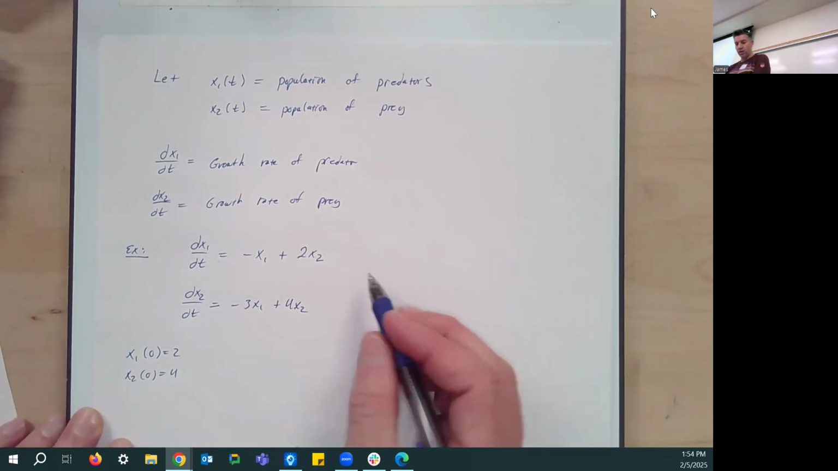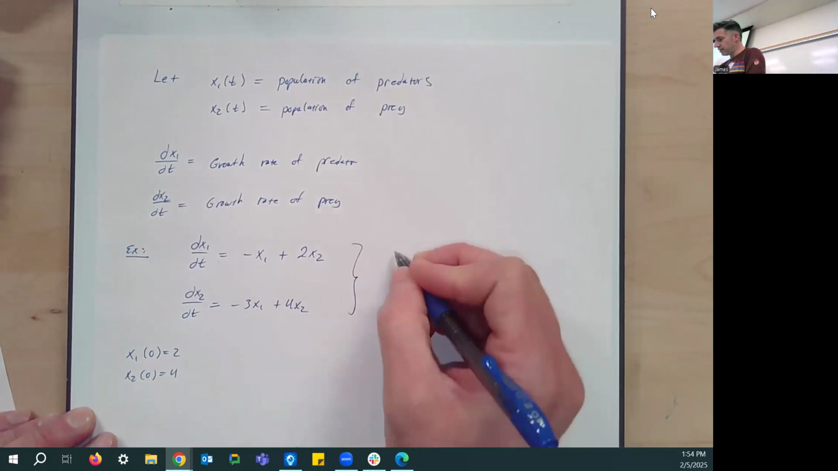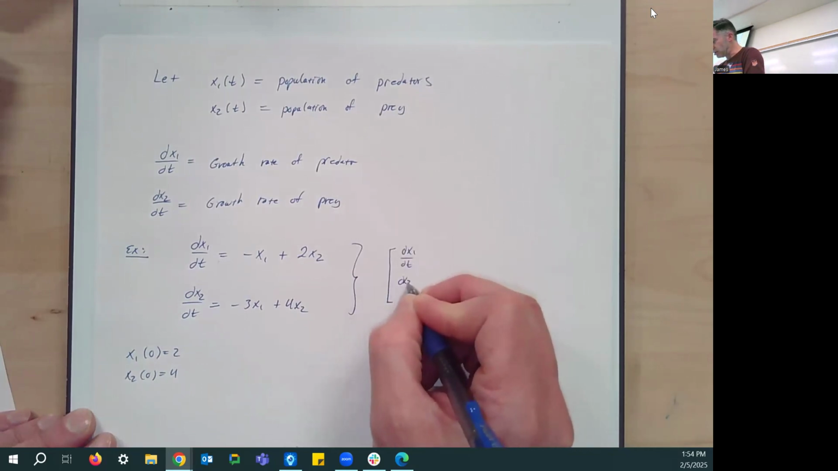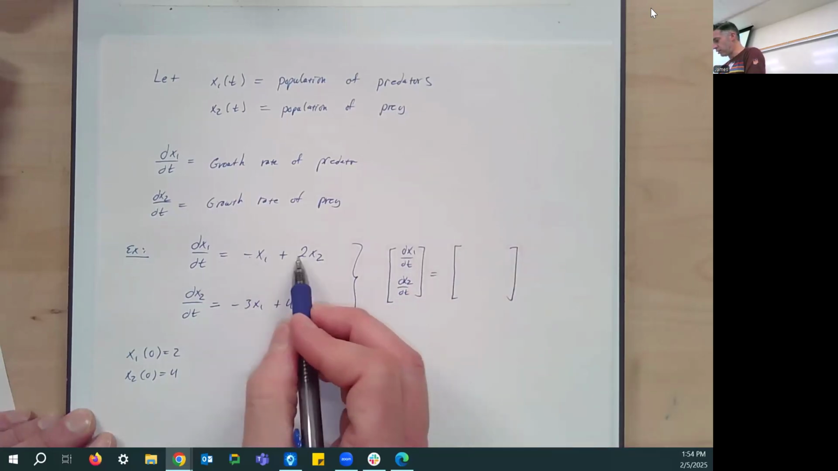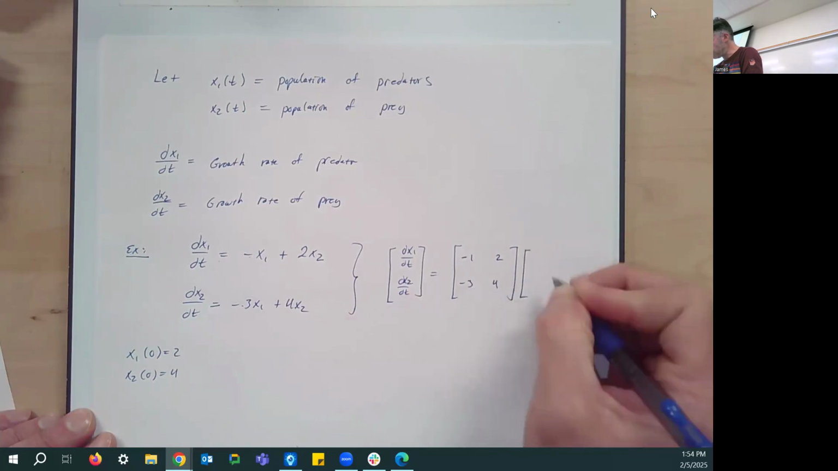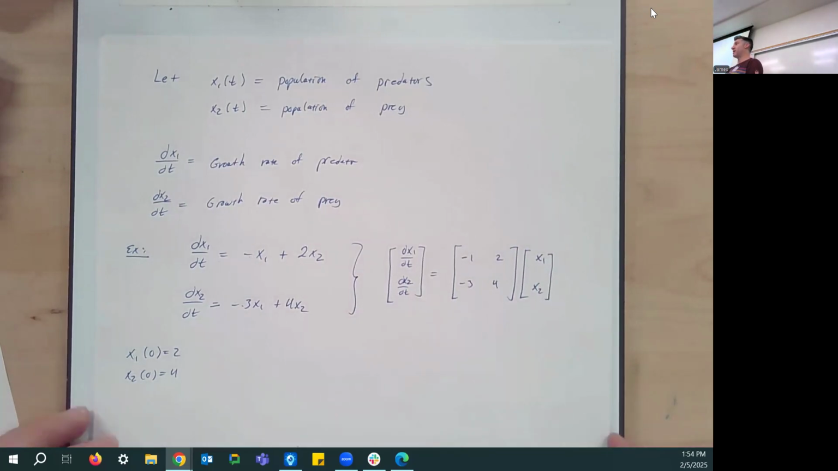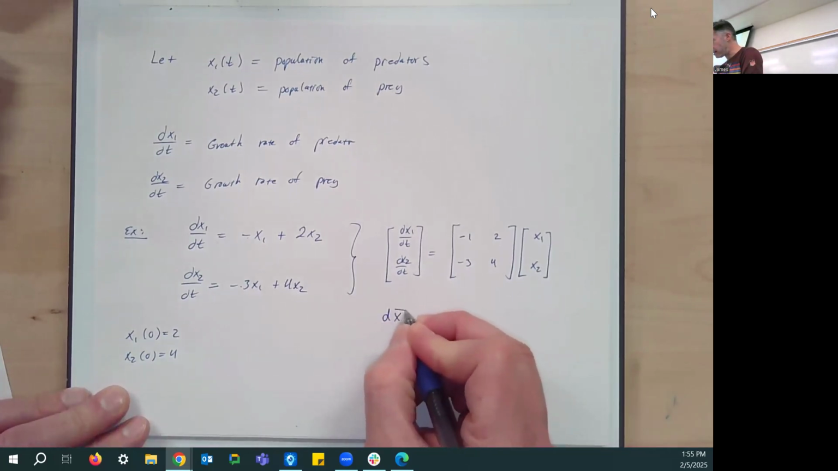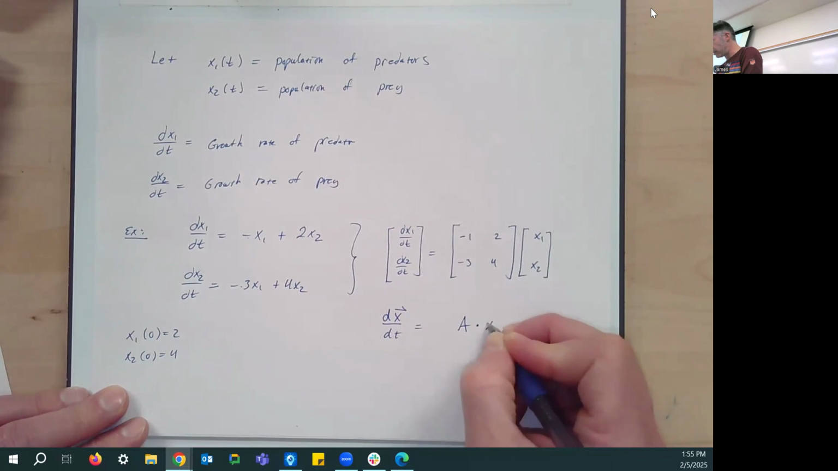Okay, let's write this as a matrix equation. This is going to become the vector of derivatives dx1/dt, dx2/dt is equal to the coefficient matrix [-1, 2; -3, 4] times the vector x1, x2. Or as you might write this in a more compact notation, the derivative of the vector x is equal to the matrix A times the vector x.